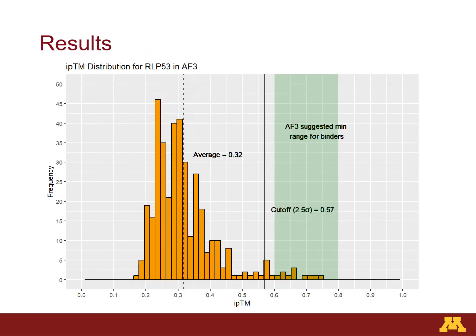After testing a total of 226 proteins from both search methods against RLP53 and AlphaFold 3, I generated a distribution of the IPTM scores for each predicted complex as a histogram. The cutoff value for identifying likely interactions was calculated as the mean plus 2.5 times the standard deviation, resulting in a threshold of 0.57. Google DeepMind, the developers of AlphaFold 3, recommend IPTM scores between 0.6 and 0.8 as a benchmark for likely interactions. This range is highlighted in green on the graph with the cutoff value indicated by the vertical black line.